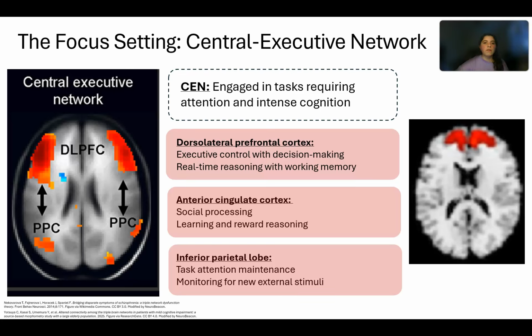And so the inferior parietal lobe is juggling a lot of new stimuli to prioritize which ones you should be focusing on and keep your attention on those most important stimuli. And so here at the sides, you can see some fMRI images of regions in the brain that are particularly active when the central executive network is engaged.